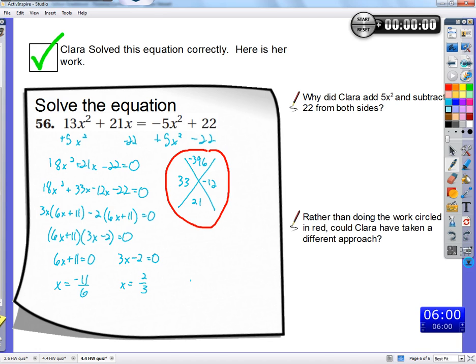Okay. The thing is not to look at this as a whole thing, as if you're supposed to know how to do every step of it at once. That wouldn't be very realistic. But the first thing that she does is to add 5x squared to both sides and subtract 22 from both sides. Just think about that, just that one part. Why did she do that? So, think about that for a second.